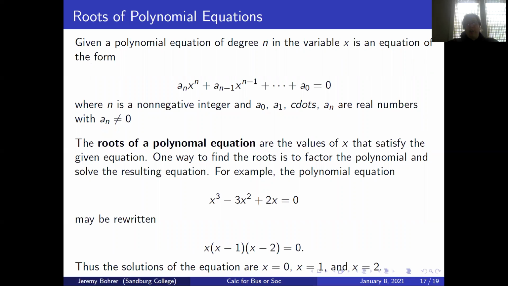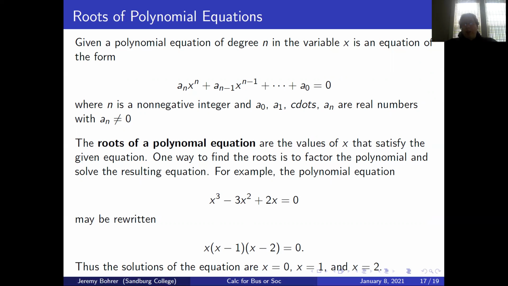Roots of polynomial equations. A polynomial equation of degree n in the variable x is an equation of the form a sub n times x to the n plus a sub n minus 1 times x to the n minus 1, plus more terms, plus a sub 0 equals 0, where n is a non-negative integer and a sub 0, a sub 1, and so on up to a sub n are real numbers with a sub n not equal to 0.